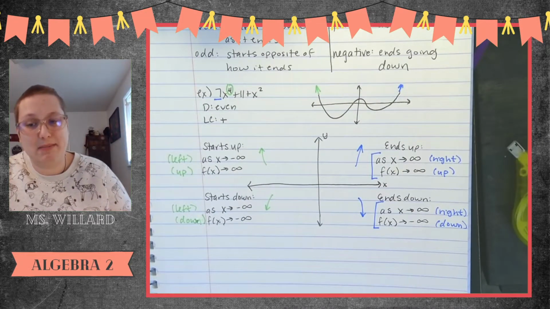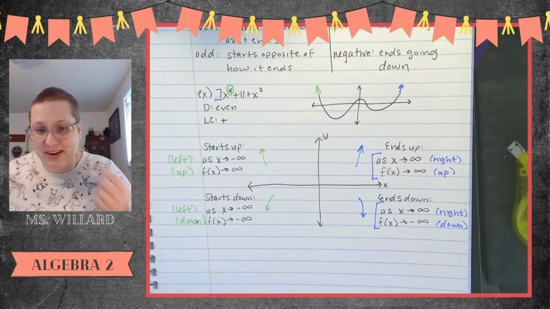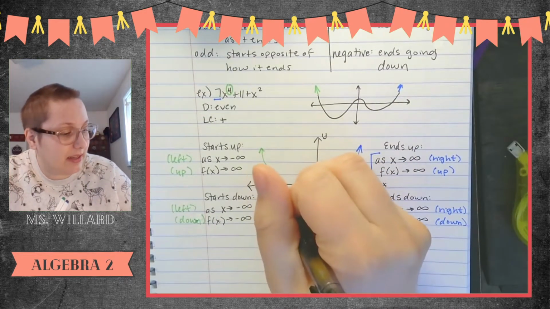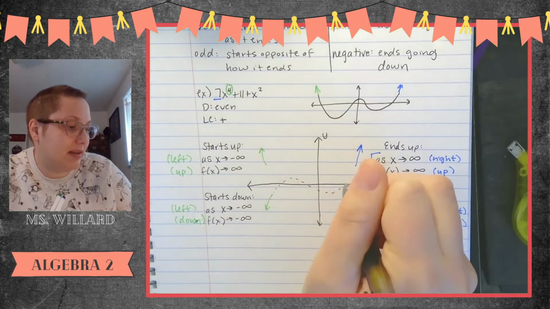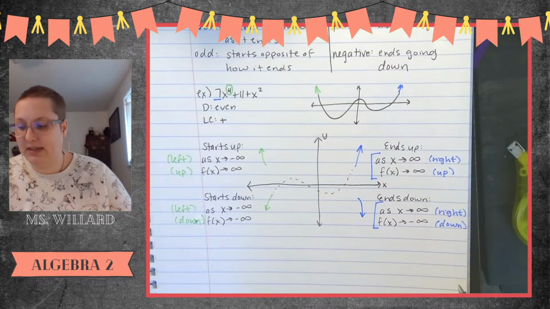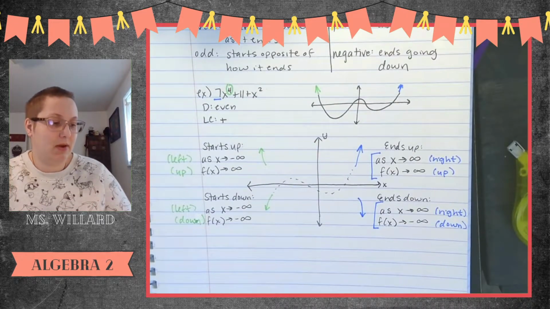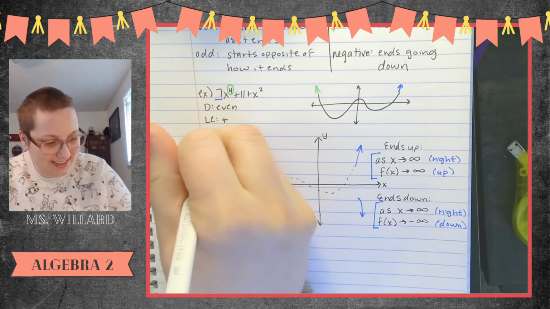Y'all, somebody needs to make me matte whiteout because these don't write on it very well in whiteout. So I don't know how the rest of the function goes, but maybe it ends up. Right? So I don't know about the rest, but that's what I know.